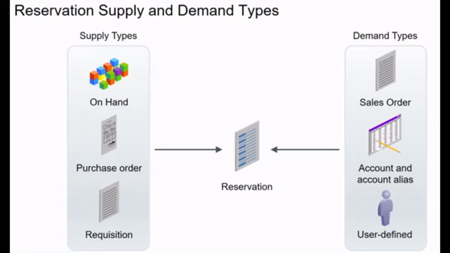What if we don't have a purchase order yet, but we already have a requisition? So various supply types can serve as the supply for a reservation. On the other side of the fence, the typical demand type would be, of course, a sales order, but we may have other types of demand, whether it's a user-defined demand, maybe a marketing demand for a trade show. We need samples to bring to the trade show and so on.